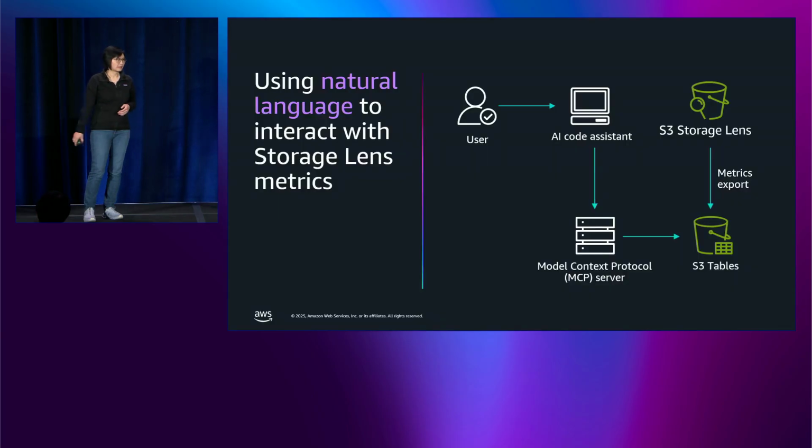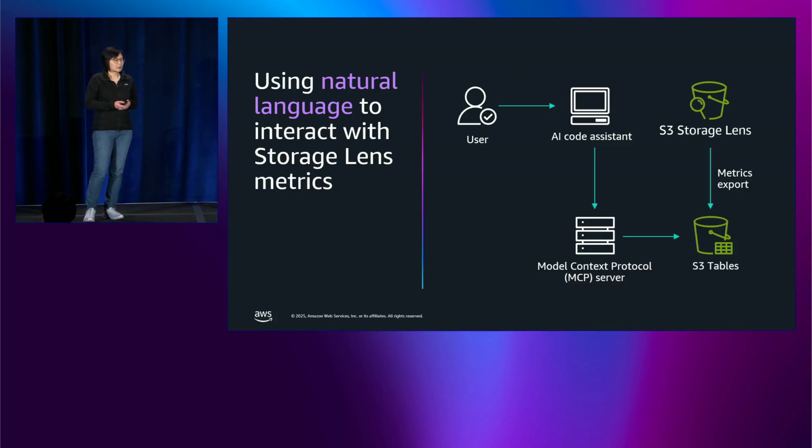All right. So for our final demo, we're going to take a look at how I use natural language to interact with my Storage Lens metrics. For the demo, I'm going to set up an AI code assistant. You can certainly use your preferred AI code assistant, whether it be Amazon Q. I've used Kiro in my demo. There are popular ones out there.